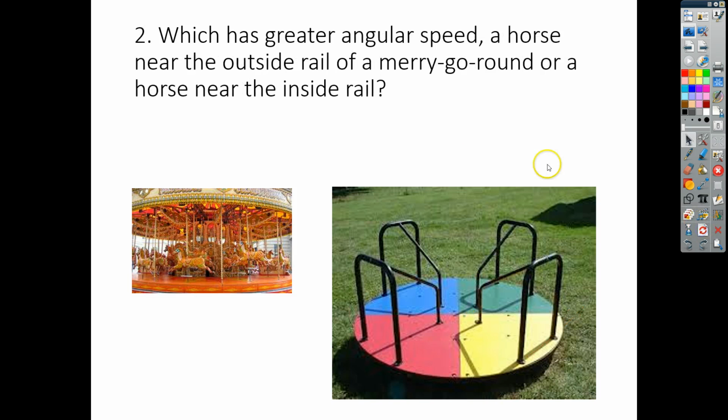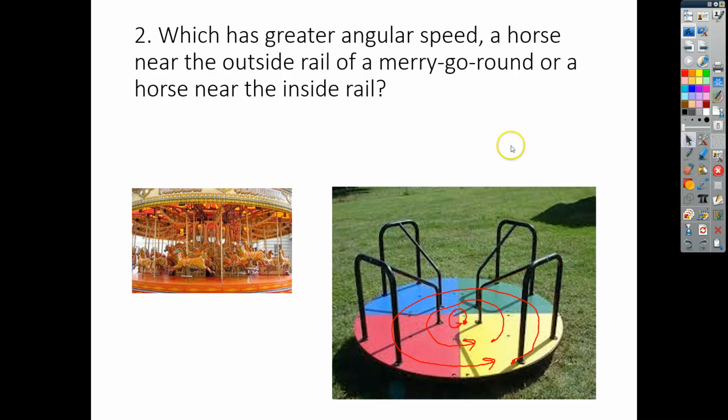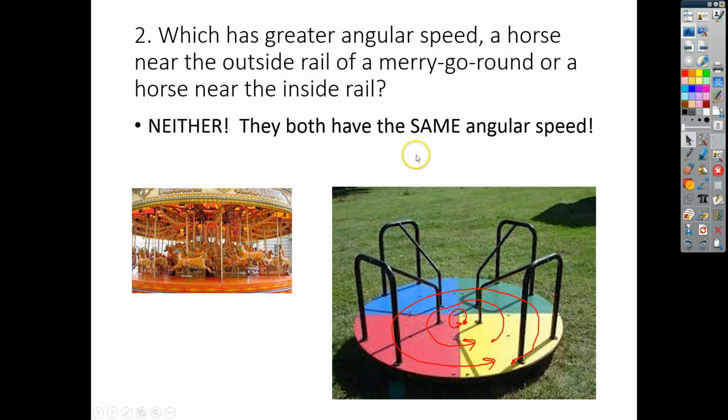For number 2, they want to know which has a greater angular speed. Angular speed, it doesn't matter whether I'm standing here, here, or here. We all will take the same amount of time to go all the way around in the circle. So on this one, it wouldn't matter who it is. We all take the same amount of time to go all the way around once. So that means that they both have the same angular speed.